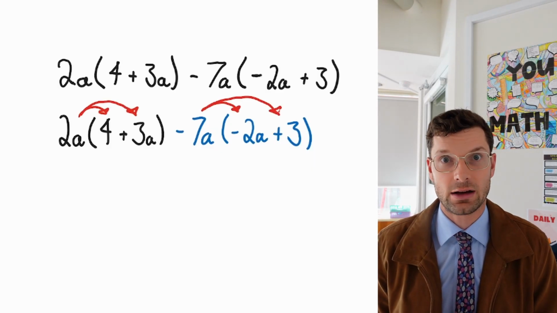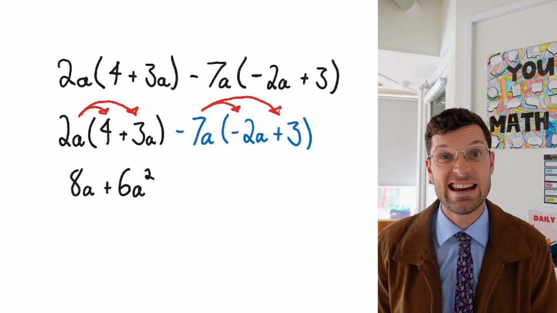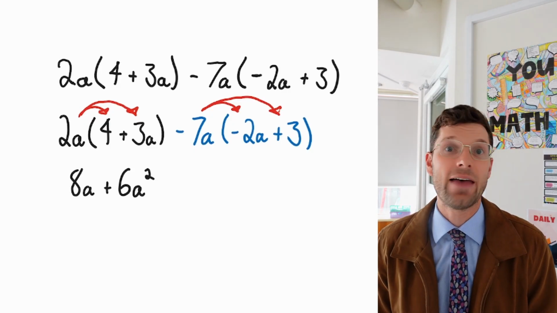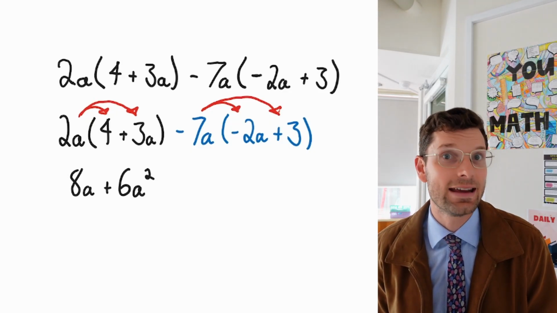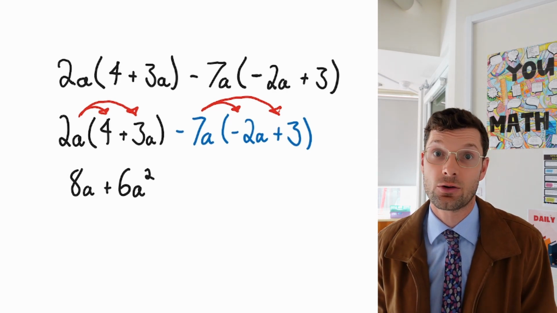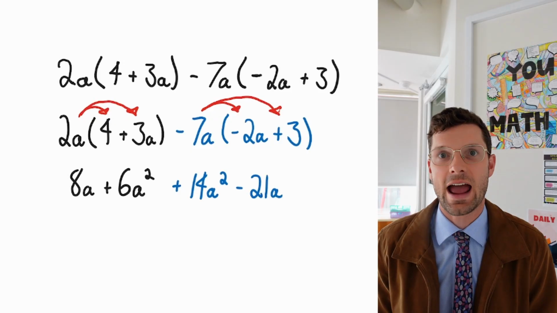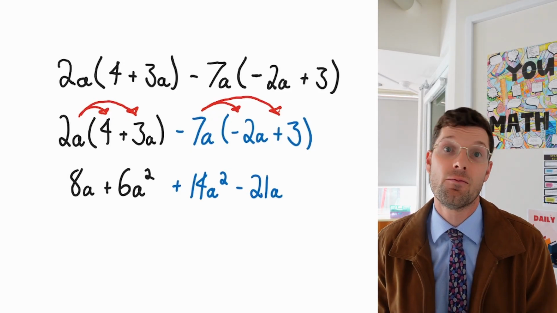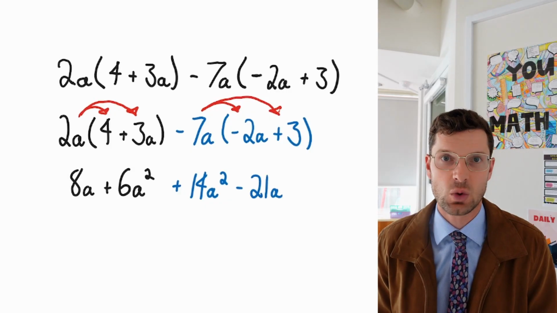So I'm just going to do the black terms first. So I've got 2a multiplied by 4 plus 3a. So this is 8a plus 6a squared, and that's that first section done. Then I've got to make sure I'm taking account for that negative 7a. Negative 7a multiplied by negative 2a plus 3. The negatives cancel out for that first one, so I've got plus 14a squared, and then the negative multiplies with the second term, which is really important, so I've got negative 21a.